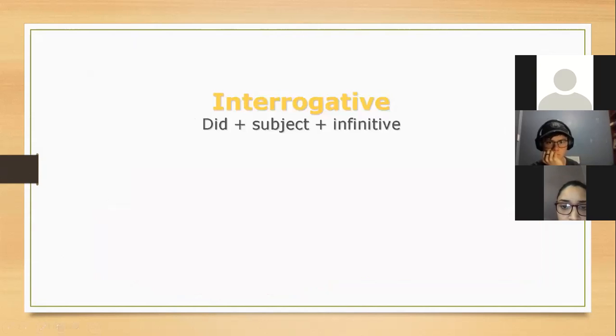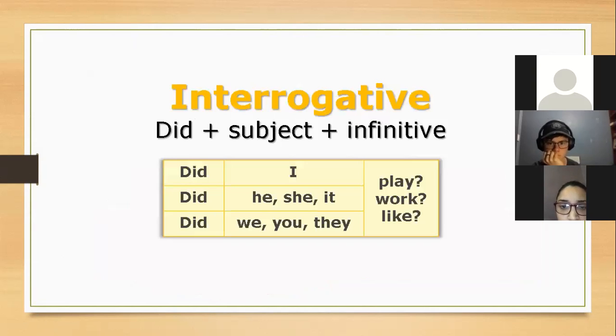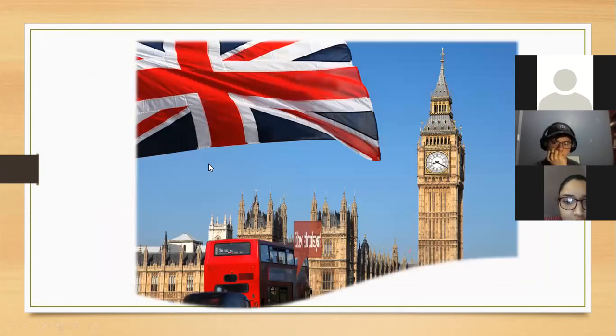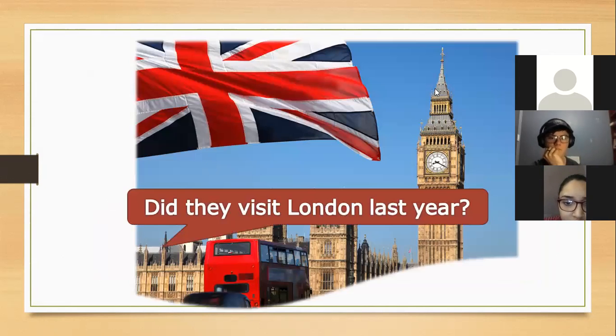Okay, next, interrogative. The structure for it is did plus the subject plus infinitive. I'm going to start with did, then the subject, and then the verb in the base form. I don't have to change the verb into the past tense because did is doing its work of the past. For example, Miguel, can you help me to read this example?